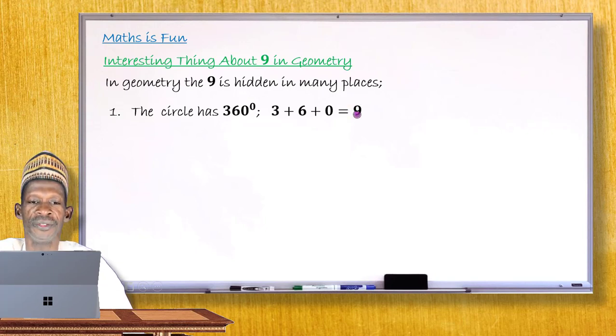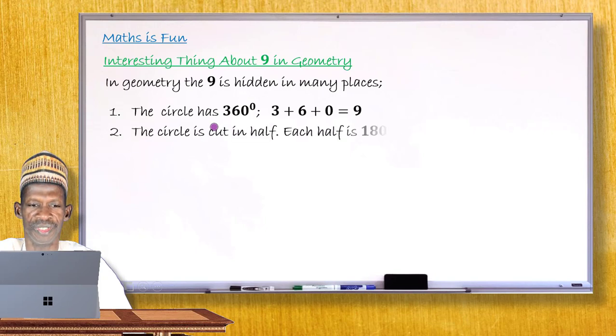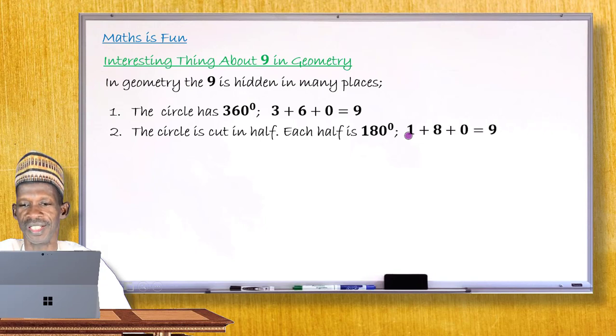So I will now divide my circle into half, that is divided by 2 equally. So if I divide my circle into half, I'm going to have a semicircle, and the angle in a semicircle is now 180. Let me add those 3 digits in 180, that is 1 plus 8 plus 0. Let me see. It's still giving me 9. 1 plus 8 is 9, 9 plus 0 will give me 9.